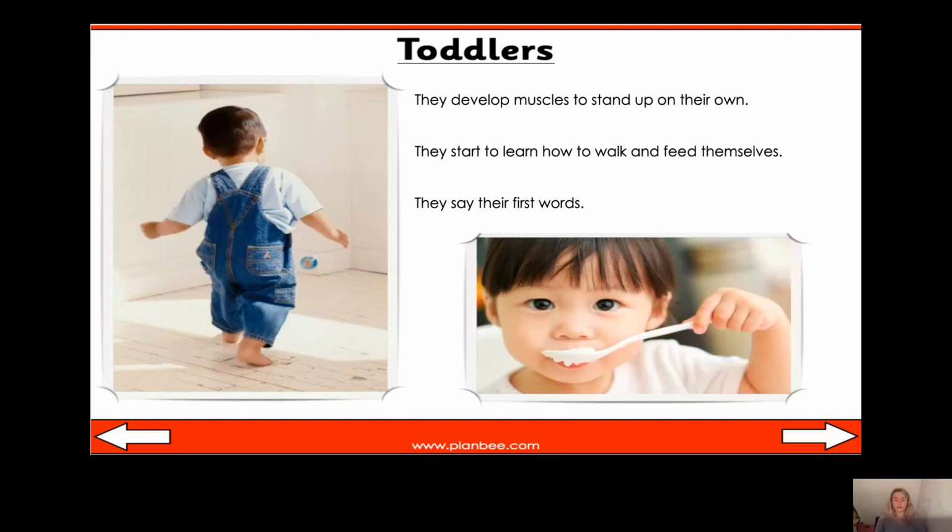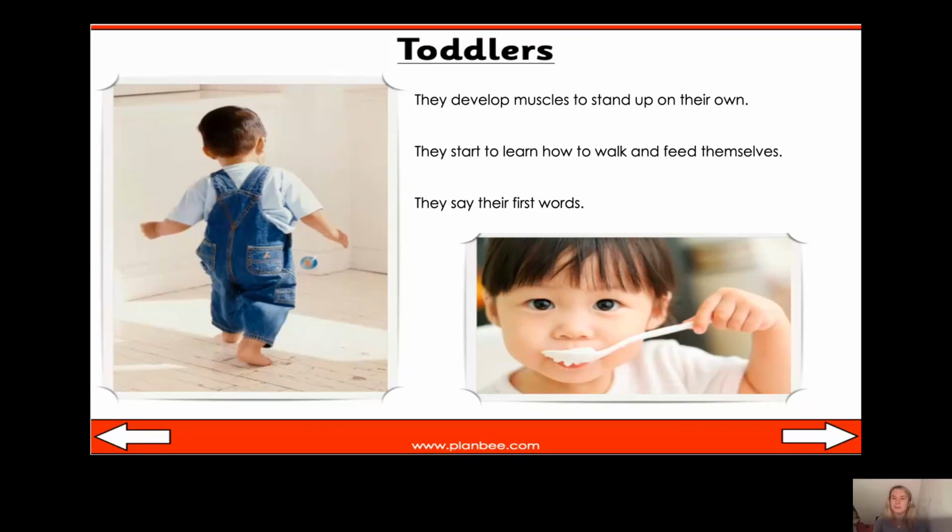But toddlers also start to learn to say their first words and to also feed themselves, okay? So their moms and their dads no longer have to feed them. They can start picking up a spoon and feeding themselves. And they also say their very first words. Now, toddlers like to investigate everything. They like to look at everything, and they're always playing and learning at this age.